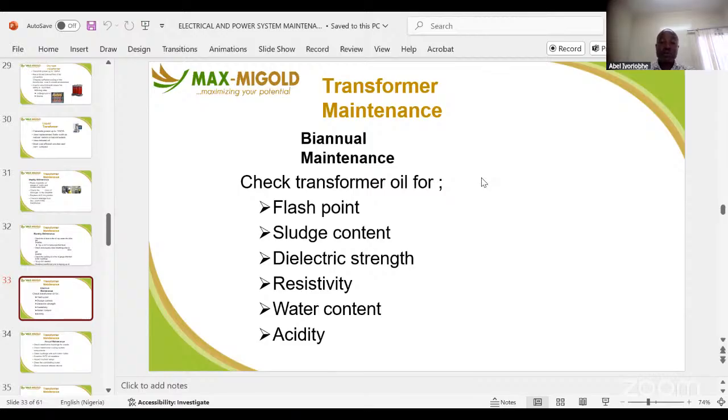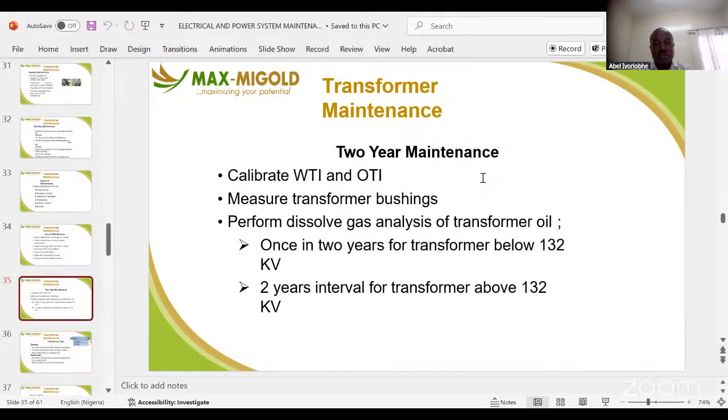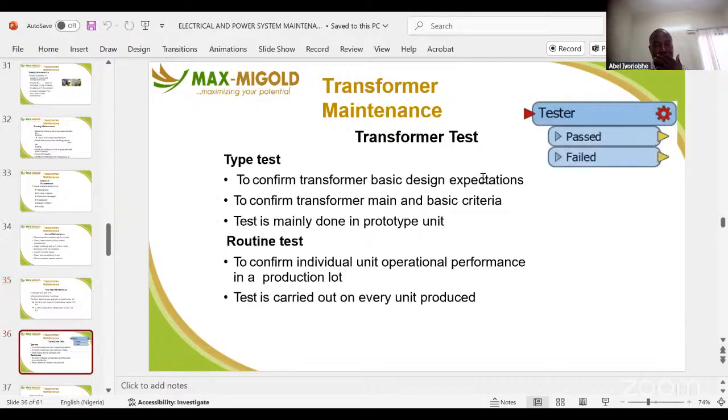Always justify what you want to do. Present it, push for it. Don't say, oh, they said we are not doing it, we don't have money. Yes, you don't have money, but this is part of the budget. You present your case. So we have annual maintenance, 2 years maintenance, and so on.